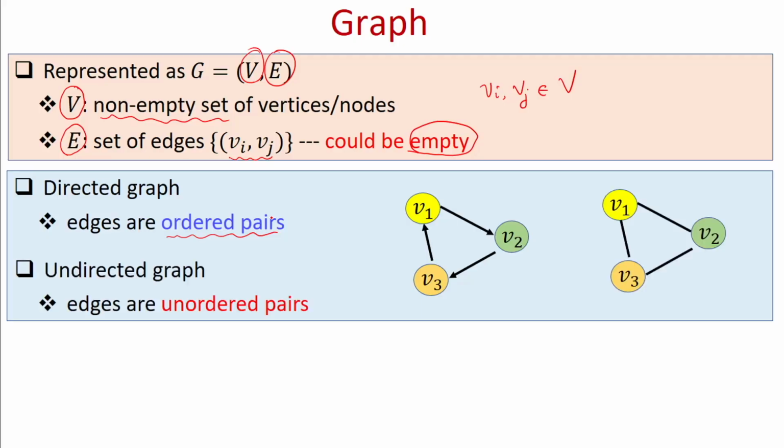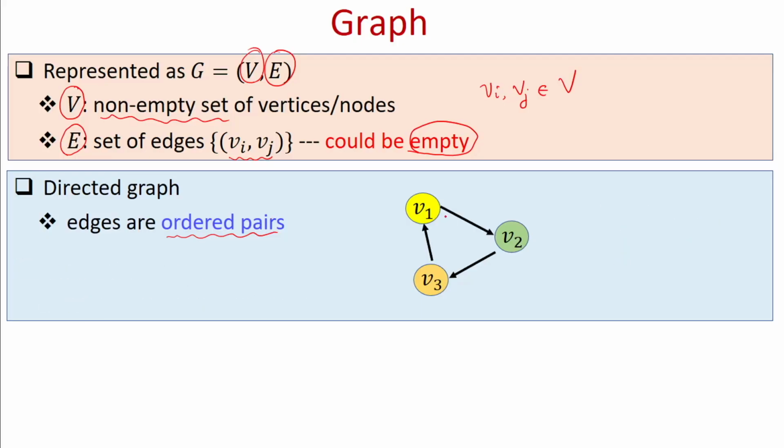So for instance, if I consider this directed graph, then the edges that we have here include the ordered pair v1 comma v2 because the starting point of this edge is v1 and the end point is v2. But that does not mean that in the graph we also have the edge from v2 to v1, because that edge is not there explicitly in this directed graph, right?